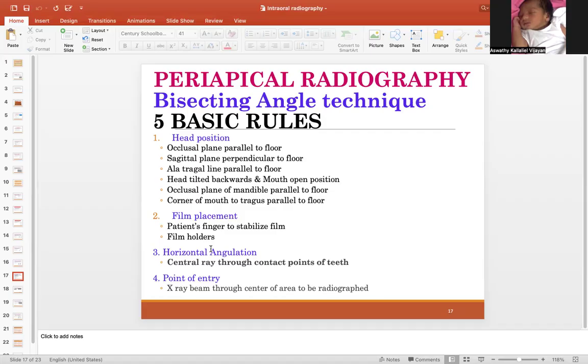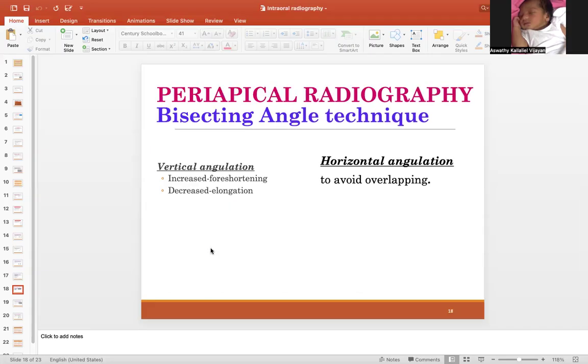Film placement. Usually in the bisecting technique, the patient's fingers are used to stabilize the film, and film holders are even there. Horizontal angulation: the central rays pass through the contact points of the teeth. Point of entry: the X-ray beam passes through the center of the area to be radiographed.